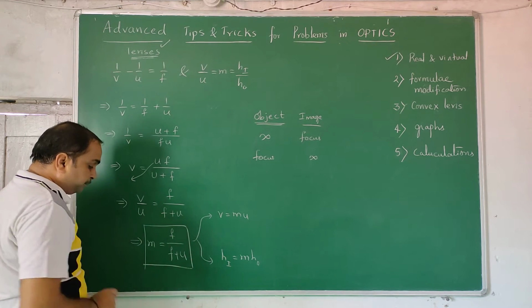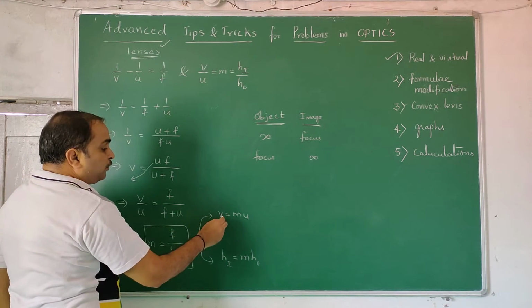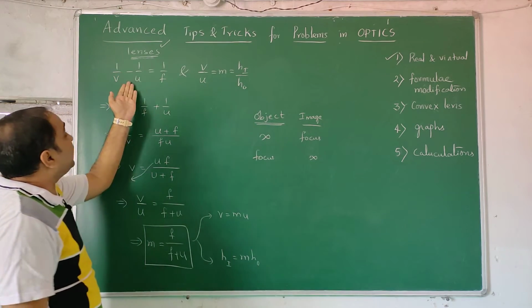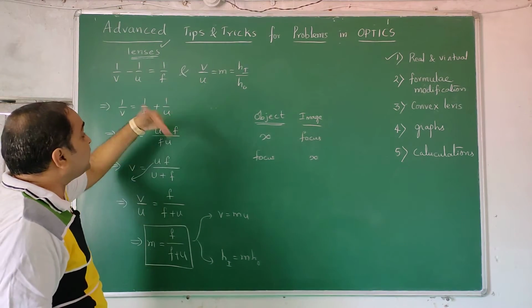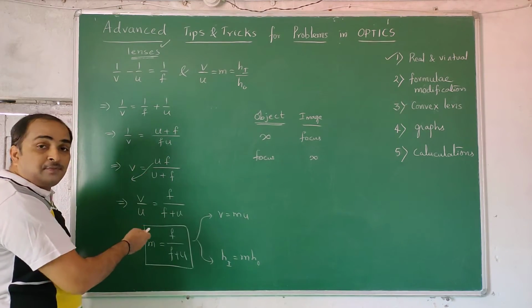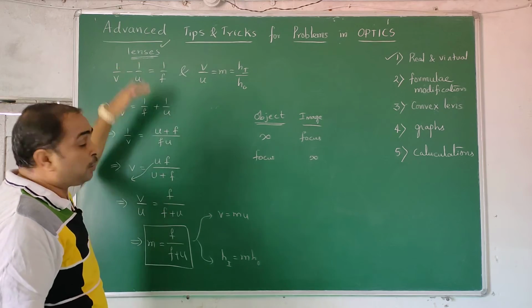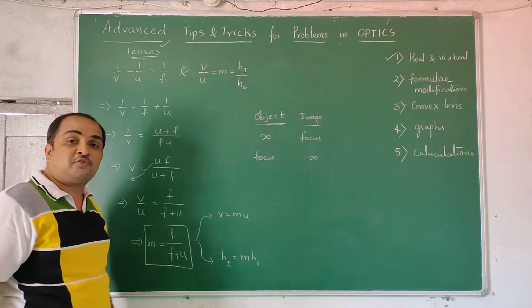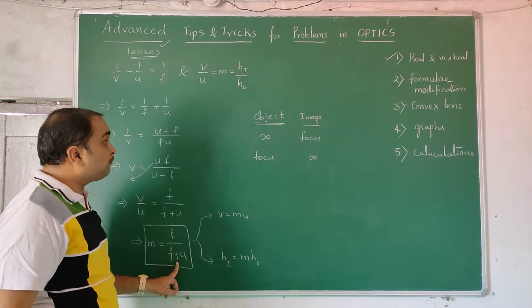Once you get M, very quickly you can get V is equal to MU, and image height HI is equal to M times HO. This much calculation, taking a term to the other side, changing the sign, taking the LCM, reciprocating, getting the magnification, you have to do in every problem. That you can skip, and you can remember one formula: M is equal to F by F plus U.